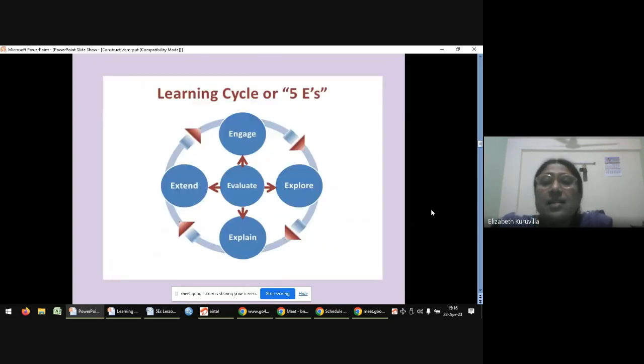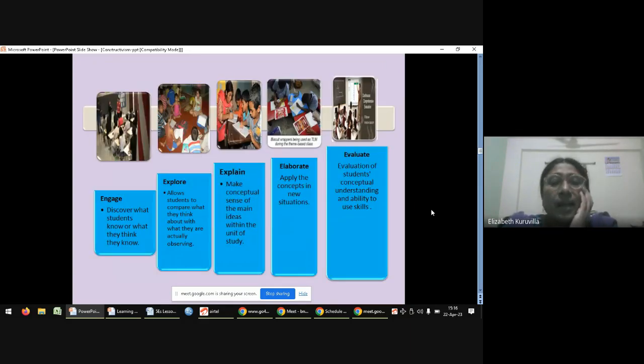Next, the learning cycle or 5 E's. We are trying to make a lesson plan based on 5 E's. What are the 5 E's? Engage, explore, explain, extend, evaluate. These are the 5 E's. What do you mean by engage? Engage means discover what students know or what they think they know.